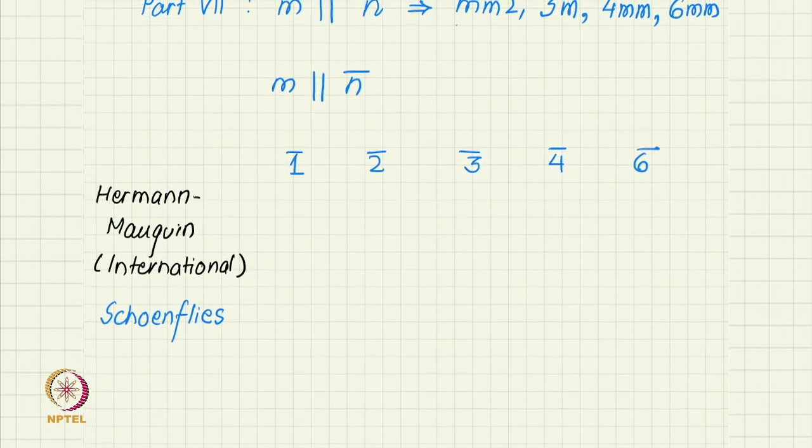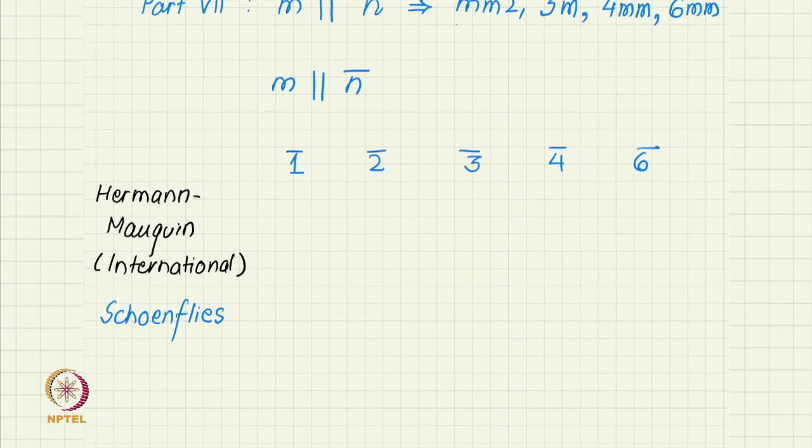The resulting groups, let me just list. The resulting group of combining 1 bar with a mirror is 2 by m, 2 bar with a mirror is mm2, 3 bar with a mirror is 3 bar m, 4 bar with a mirror is 4 bar m2, and finally with 6 bar, 6 bar m2.